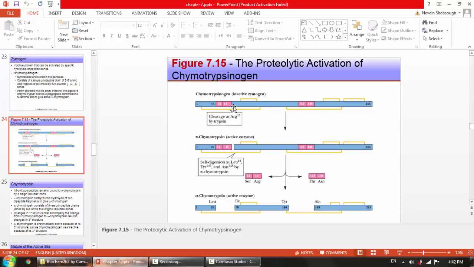Chymotrypsinogen lacks this bond, therefore it does not have the active conformation and cannot bind the substrate.